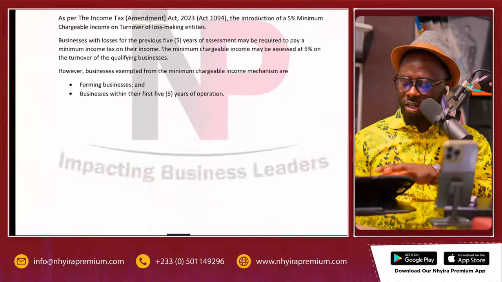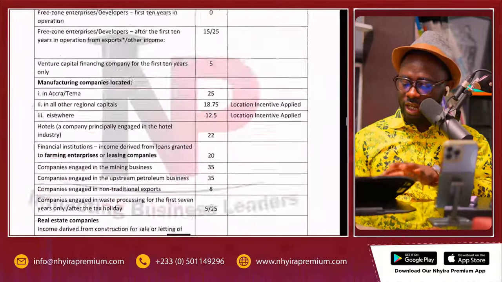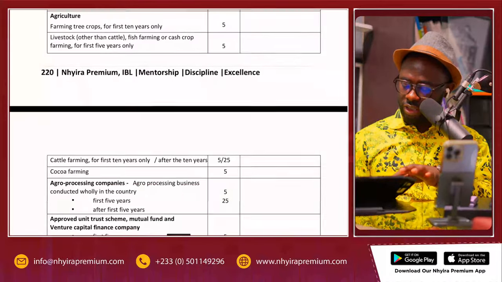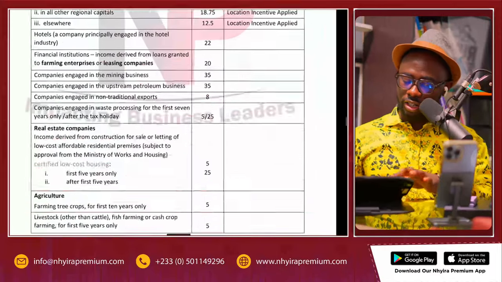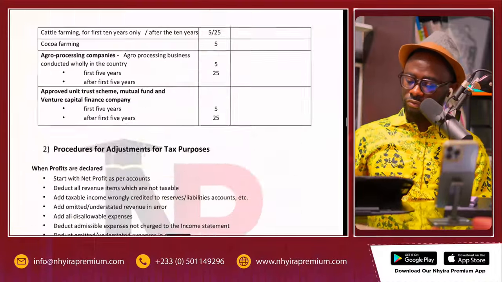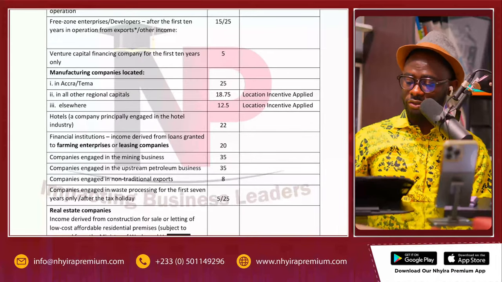18.75%, outside regional capitals 12.5%. But in addition to that, there are some other rates that we need to be mindful of. Those of you with my book on advanced taxation, you're going to see this rate here.